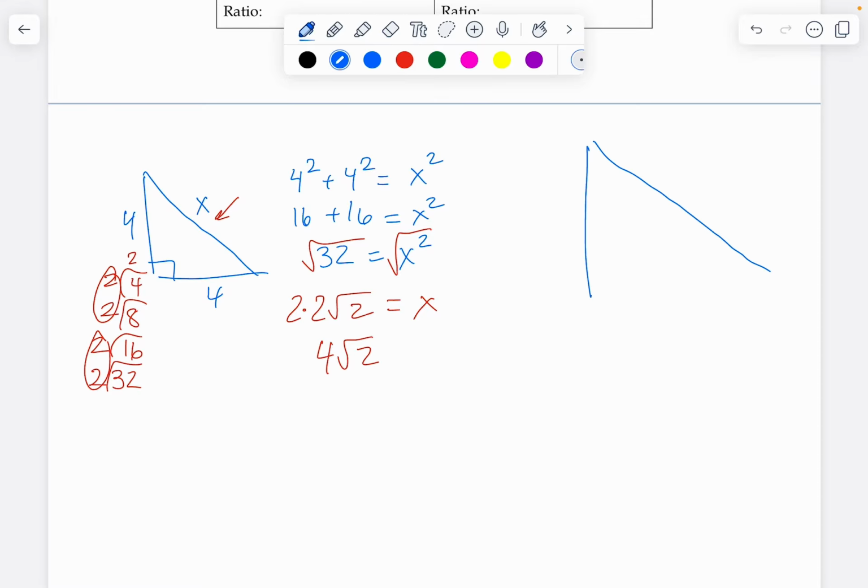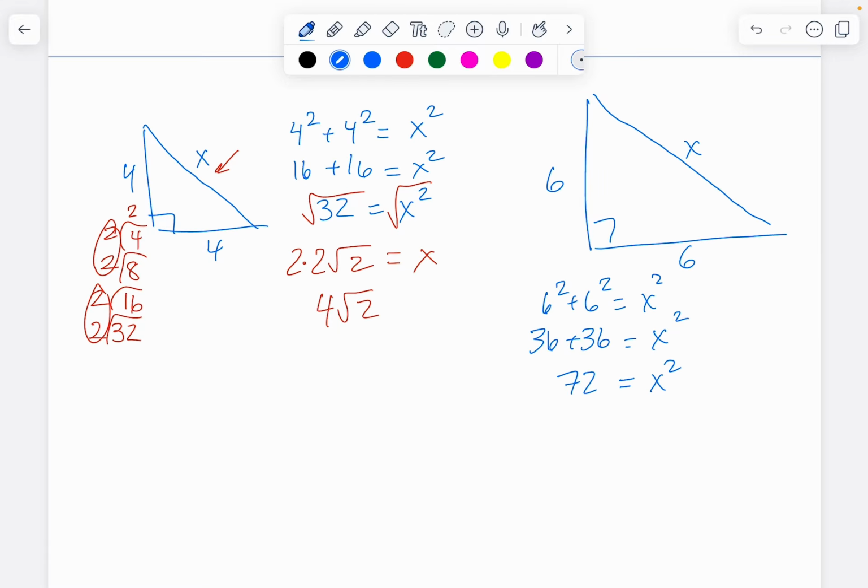If I have a triangle where I know that this is 6 and this is 6, then I can say 6 squared plus 6 squared equals, we'll call this x squared. This is a squared plus b squared equals c squared. This is 36 plus 36 is equal to x squared. This becomes 72 is equal to x squared. When I take the square root, I don't want the plus or minus because it's a length.